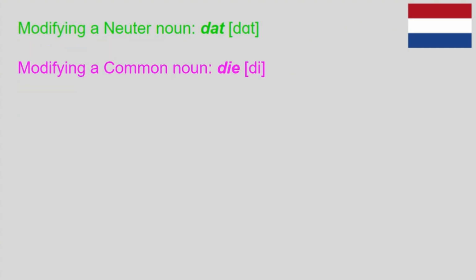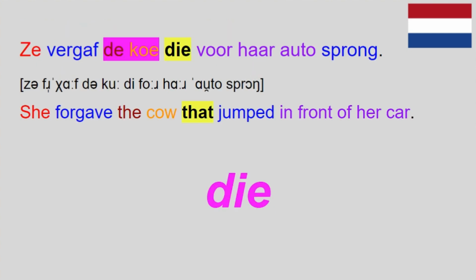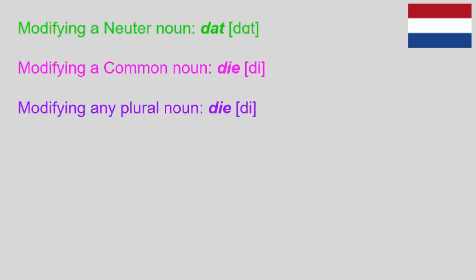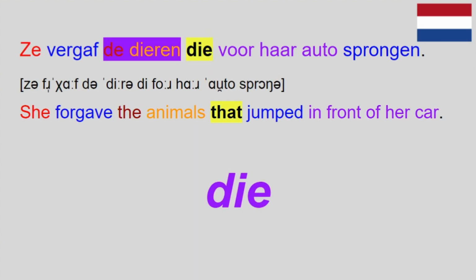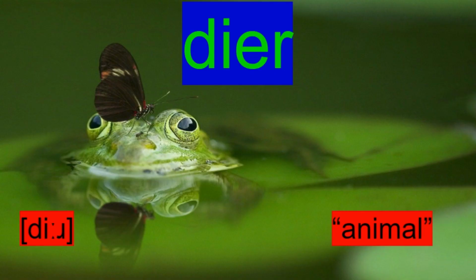If the noun is in the common gender, then the word is "die," as in, "Ze vergaf de koe die voor auto sprong," meaning, she forgave the cow that jumped in front of her car. Die is also used for any plural nouns regardless of gender, like in, "Ze vergaf de dieren die voor auto sprongen," meaning she forgave the animals that jumped in front of her car. "Deer" is neuter, by the way.